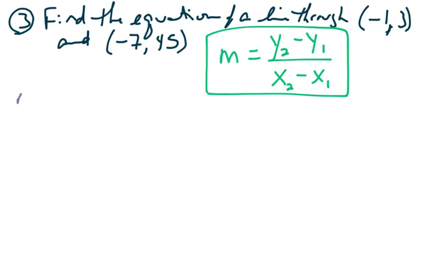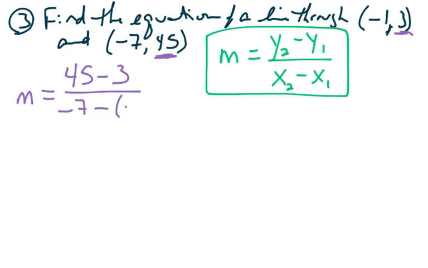So doing that, we'd have m equals 45 minus 3. Remember, it's not alphabetical. You have to do your y's, which are your second values, first. I started with the 45, so I have to start with the negative 7 next to it, minus, now I'm subtracting a negative 1. So 45 minus 3 is 42. Negative 7 minus a negative 1 is negative 7 plus 1. So it's going to give me a negative 6. Simplifying that, dividing it out, 42 divided by negative 6, my slope is negative 7.